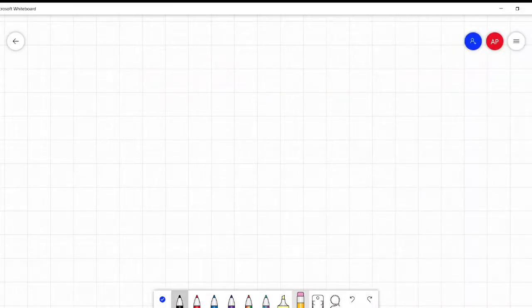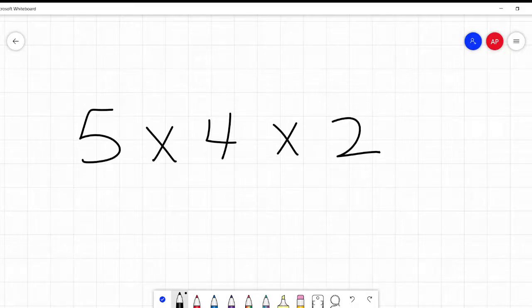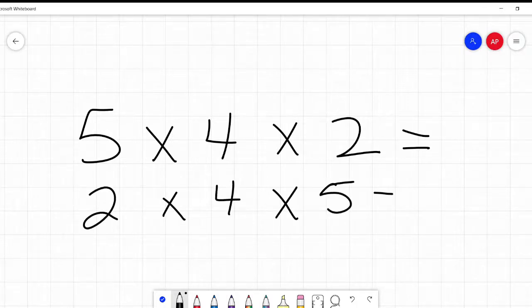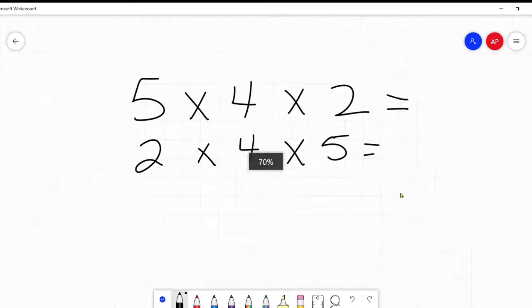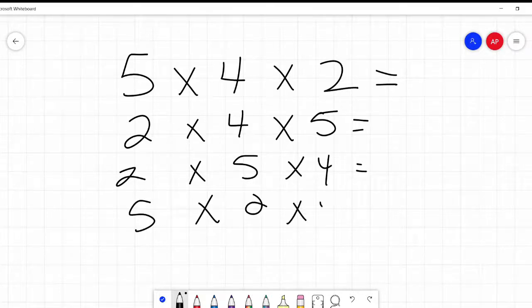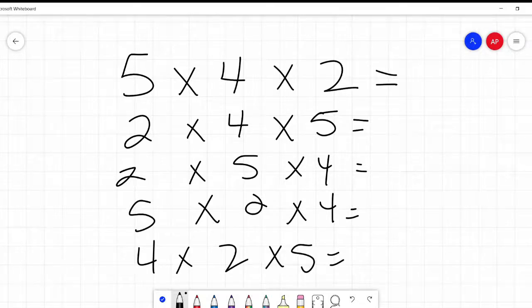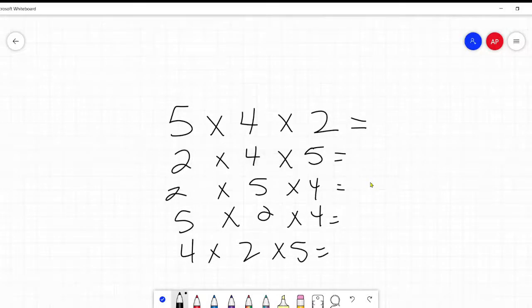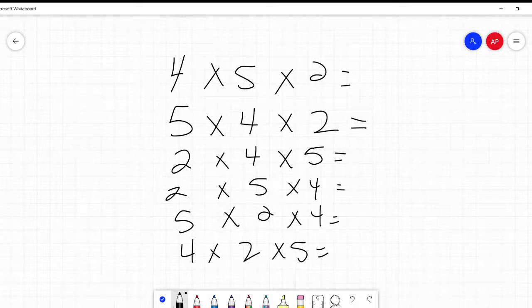This would also be true if it was a longer string. That's the same as 2 times 4 times 5. That's the same as 2 times 5 times 4. It's the same as 5 times 2 times 4. It's the same as 4 times 2 times 5. And last but not least, 4 times 5 times 2. They're all the same. They are all 40.